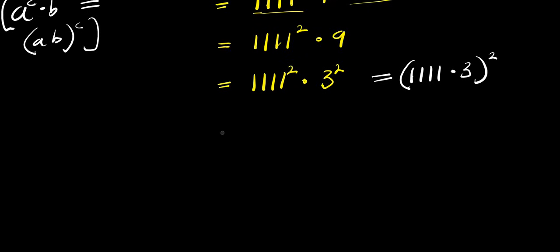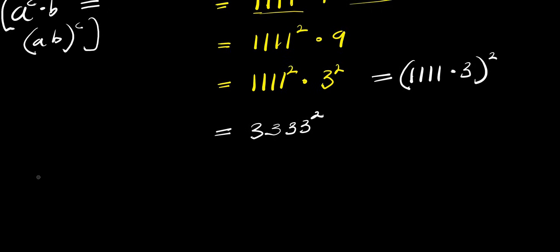And this simply means we are going to have 1 times 3, that is 3, 1 times 3 again, we have 3. We have 3 power 2.